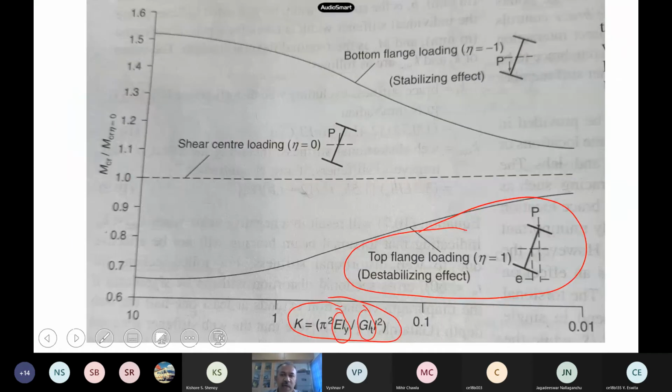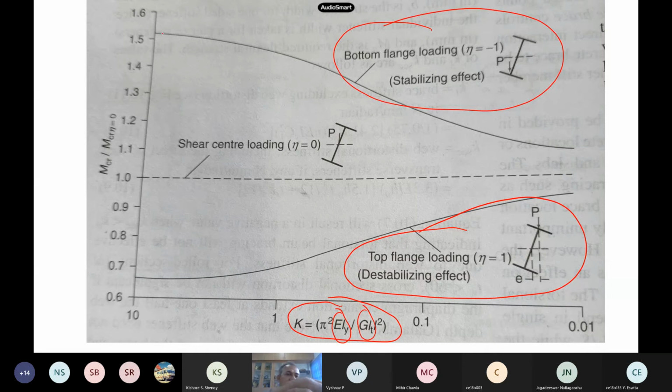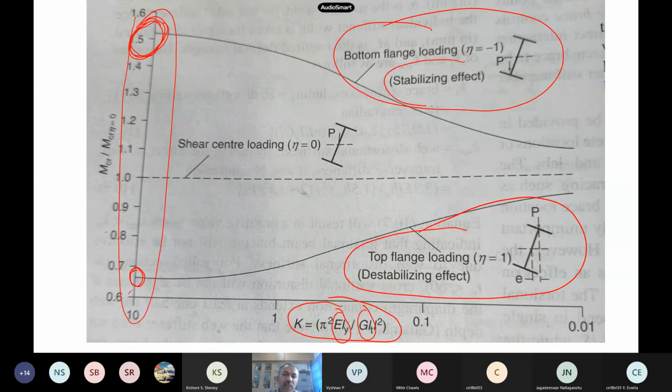Okay, that is anyway this figure. So if it is the bottom flange, the capacity will be high. Suppose I take K as 10, say. So this is how it happens. Like you see, for the top flange it is 0.65 or something, and this will be 1.5 or something. So it will be very high. This is what we call a stabilizing effect. This is actually a destabilizing effect.